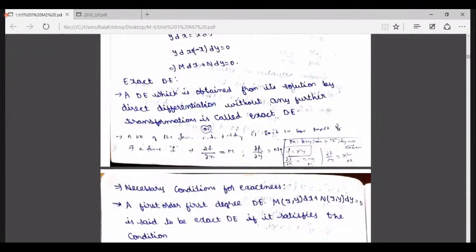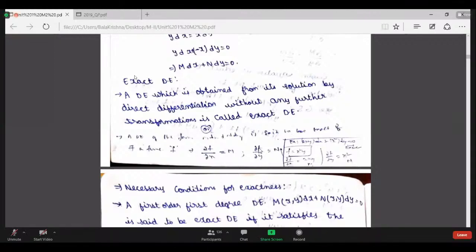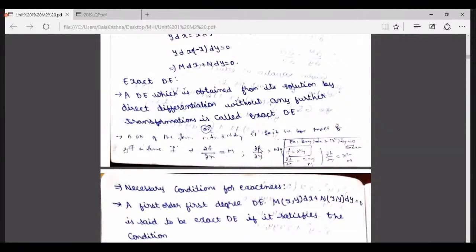That means a differential equation which is obtained from its solution. But here we don't know what the solution is, first of all, right? When you have the solution of a differential equation, and if you differentiate it and get the differential equation, then you say it is exact. But we don't know how to find the solution for the differential equation. So that is the reason we can also define it in another way.